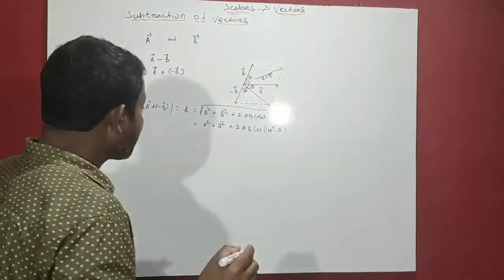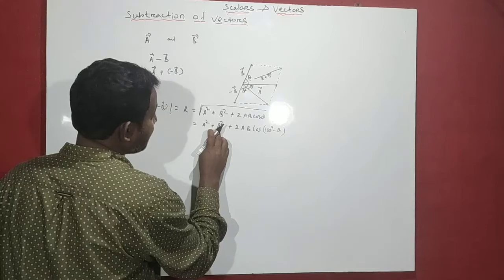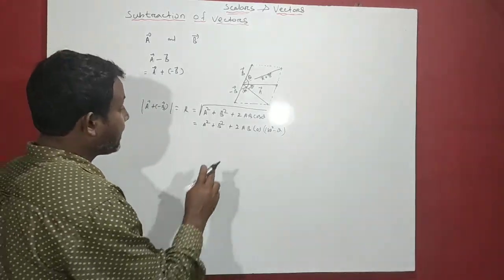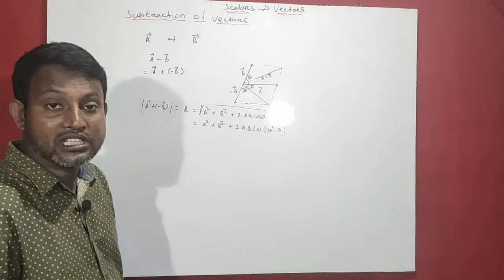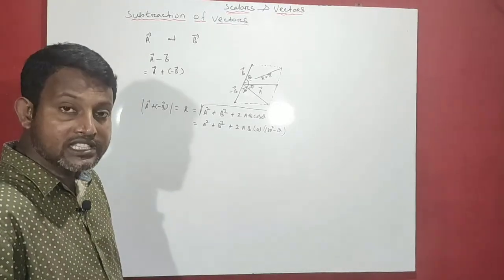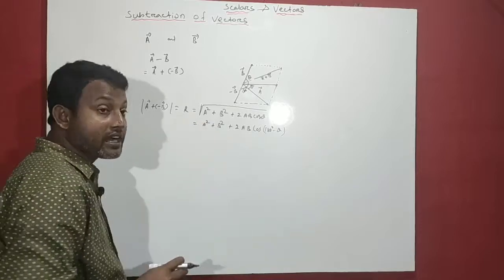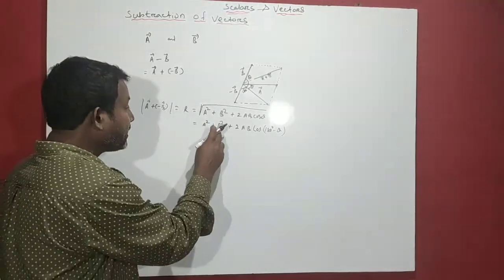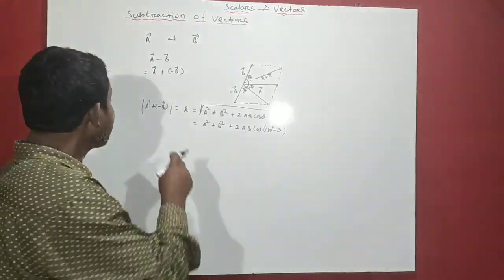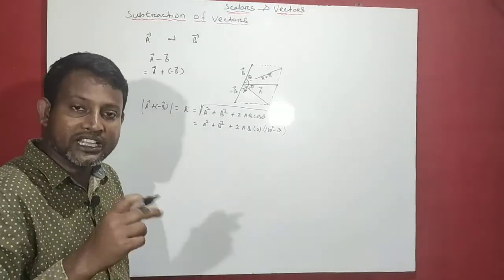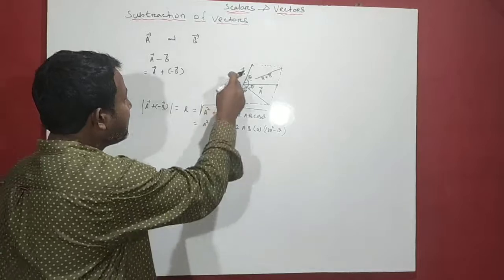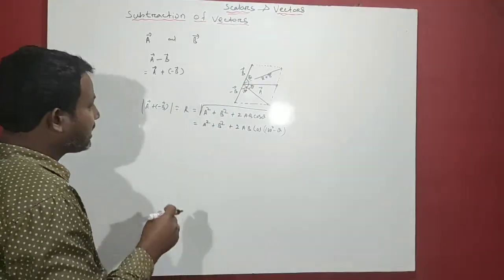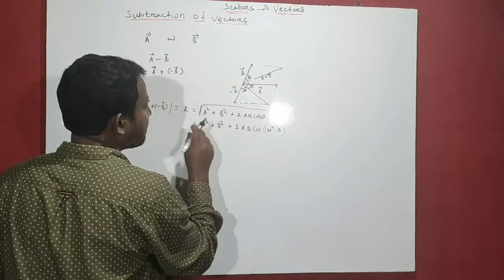You may ask, sir, why it is plus B? It is negative B, so it should be minus B. No guys, these are not vectors, these are magnitudes of vectors. This B is the magnitude of vector B or of negative B. The magnitude of negative B and B will be the same because magnitude is always positive. So we can only write plus.